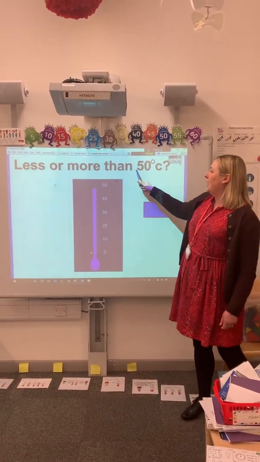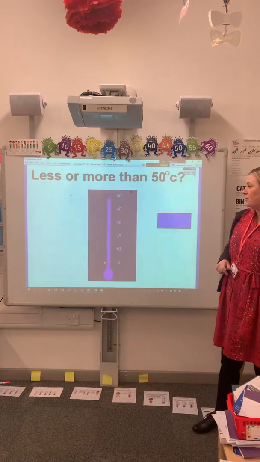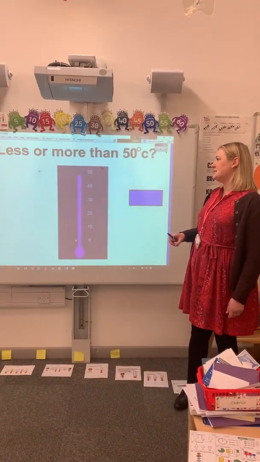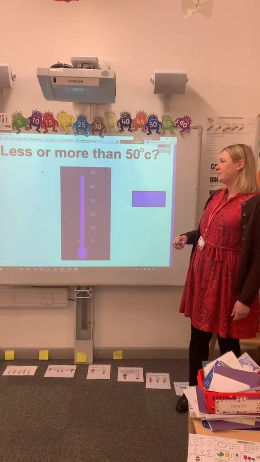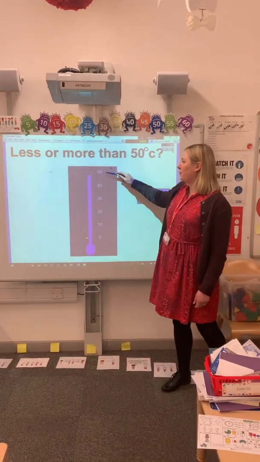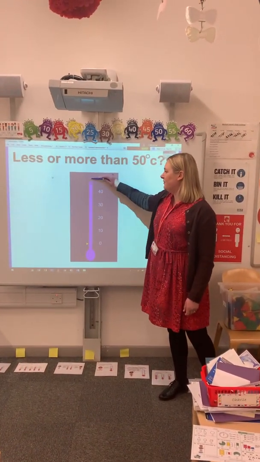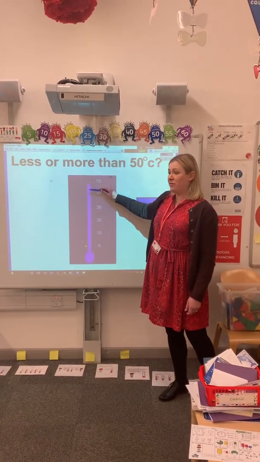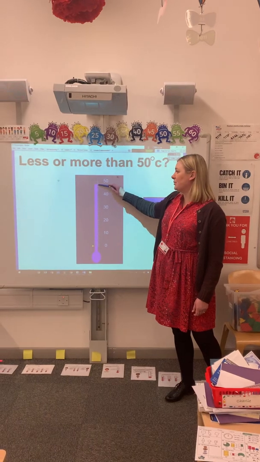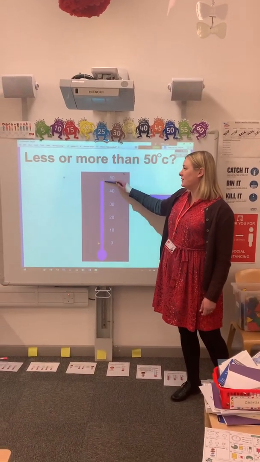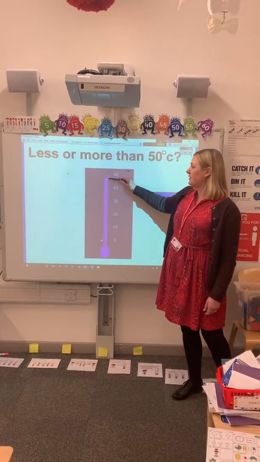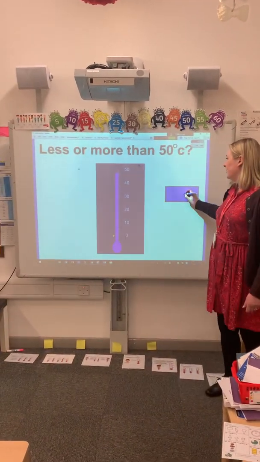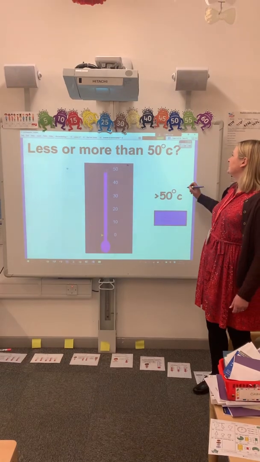Okay, now have a think, is this thermometer showing you less or more than 50 degrees? Again, if I look at the thermometer, I can see 50 degrees would be here and the line hasn't quite reached it. Some of you might be smart and have been able to count up how many it actually is. I can see that's 48 degrees, which is definitely less than 50 degrees.